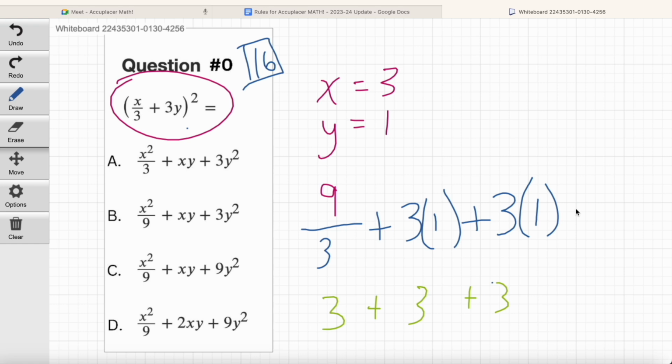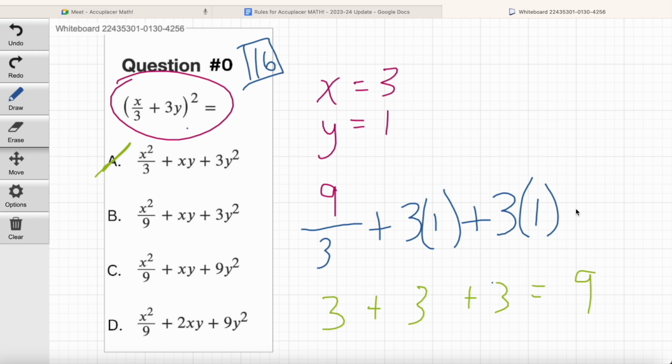It's all addition here. So what's 3 plus 3 plus 3, Bree? 9. Yeah, you got it. That's 9. Okay, so what do you think about answer choice A? No, definitely not, because the right answer's got to give us 16 for these values. Questions at the moment? No.